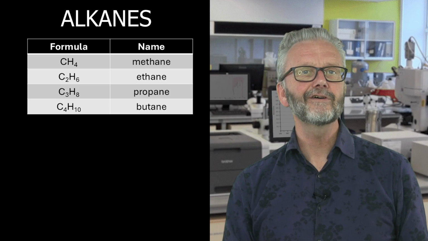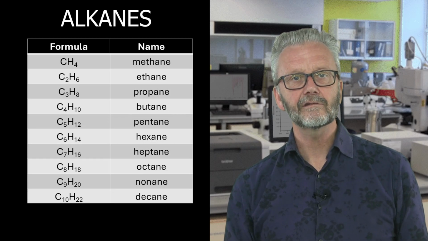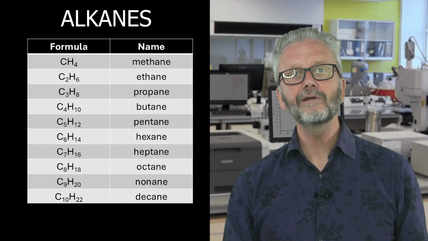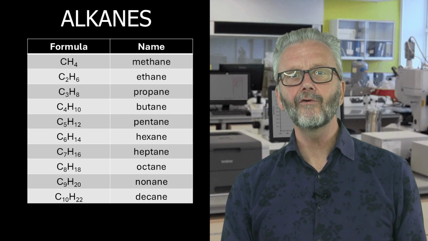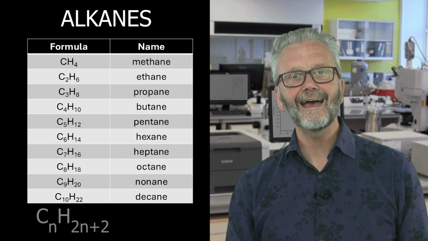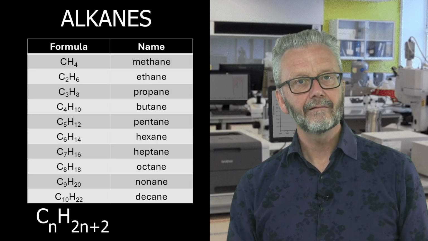Here are the names of the first 10 simple alkanes. Some of the prefixes should be familiar from geometry. Note that these compounds follow a general formula which can be written as CnH2n+2. Now at this point I want to look at how these molecules are depicted, and I'm going to use butane, C4H10, as my example.